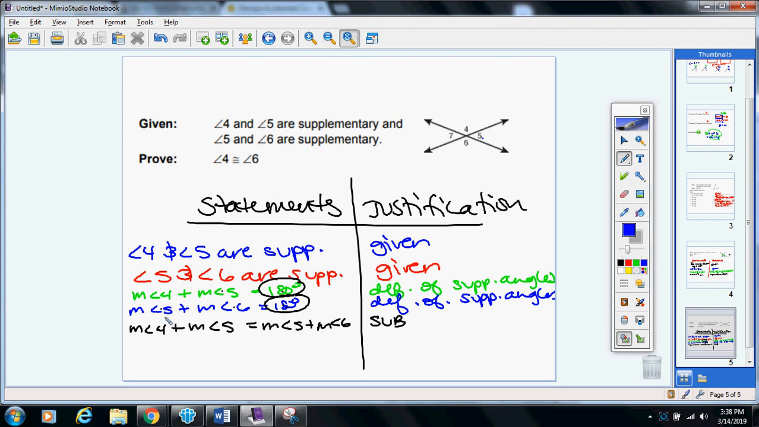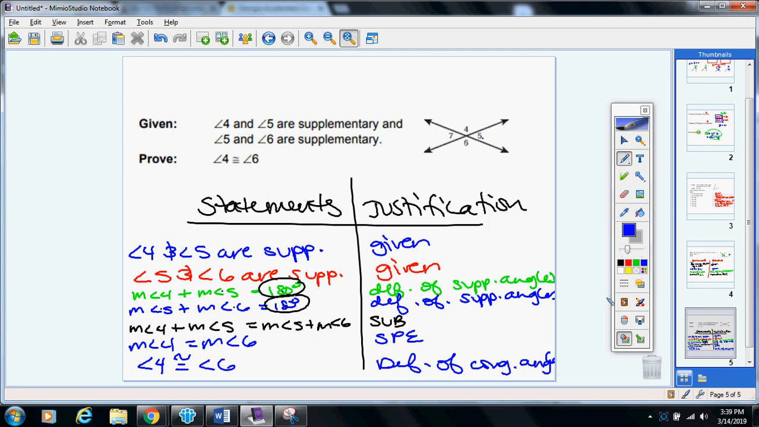So then let's see what we have next. So then if I subtract the measure of angle 5 from both sides, that leaves me with the measure of angle 4 equals the measure of angle 6. That is the subtraction property of equality. Okay, and so then we have this last step, which is that angle 4 is congruent to angle 6, and that is definition of congruent angles.